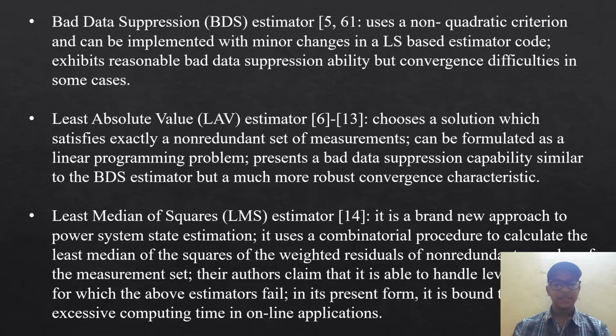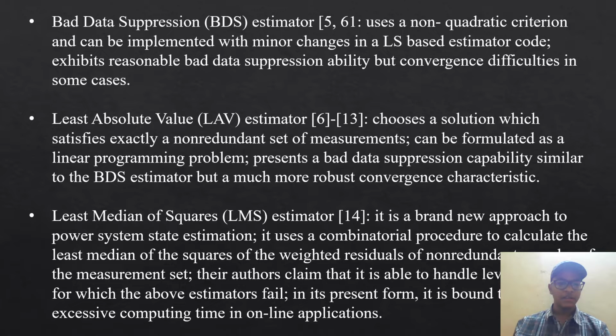Other types of estimators have been proposed to overcome the difficulties encountered in the basic LS method. The first one is bad data suppression. The BDS estimator uses a non-quadratic criterion and can be implemented with minor changes in LS-based estimator code. It exhibits reasonable bad data suppression ability but convergence difficulties in some cases.